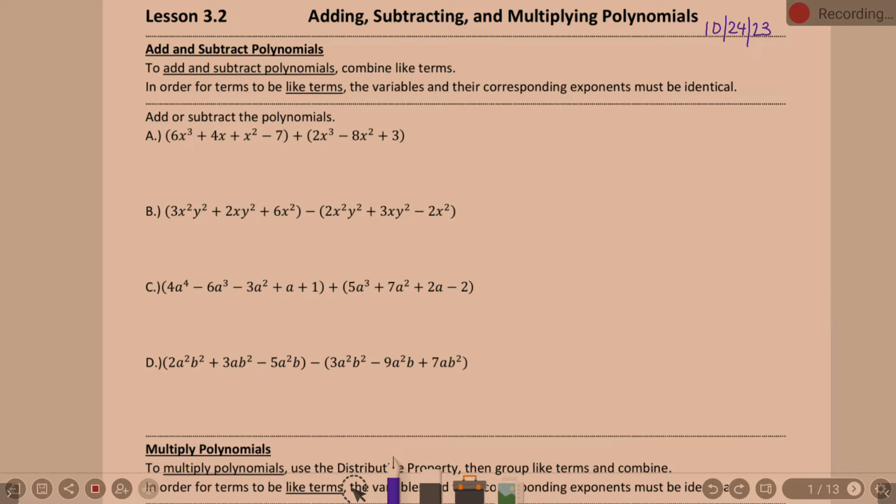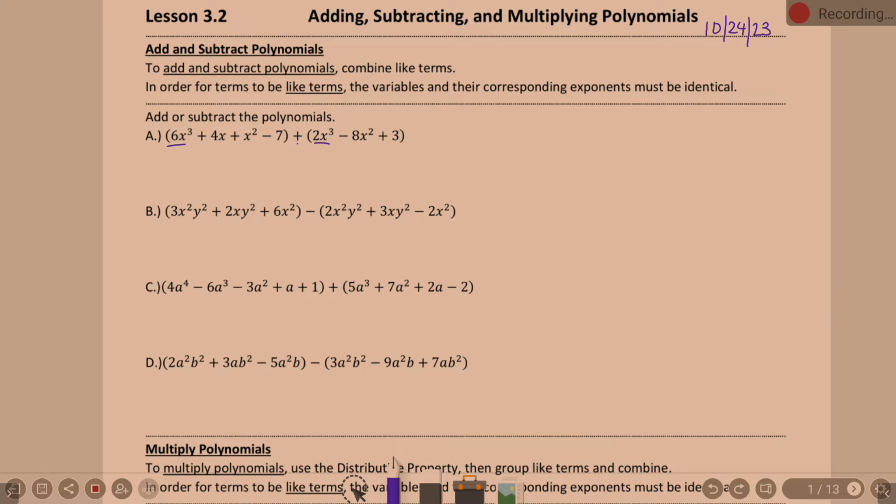6x cubed plus 4x plus x squared minus 7. Notice here in the middle there is a plus. That's your big clue as to what we're doing here, right? 2x cubed minus 8x squared plus 3. So, what do you see? The degrees are the same, so we've got to add them together. Okay, what are we adding together? 6x cubed plus 2x cubed.